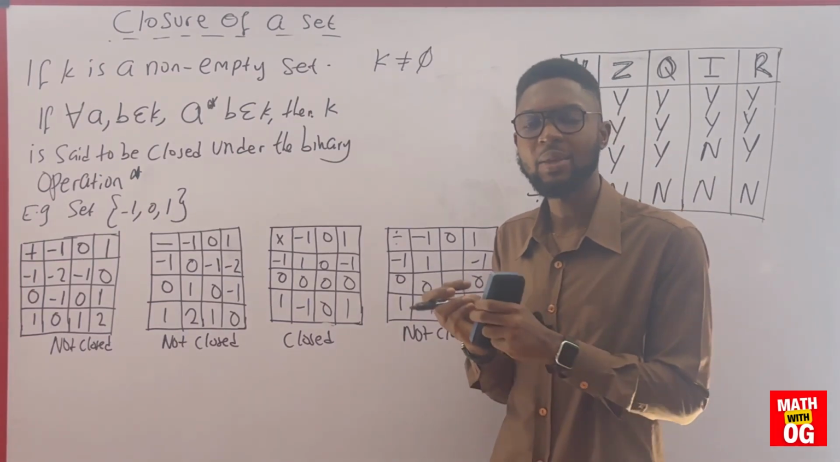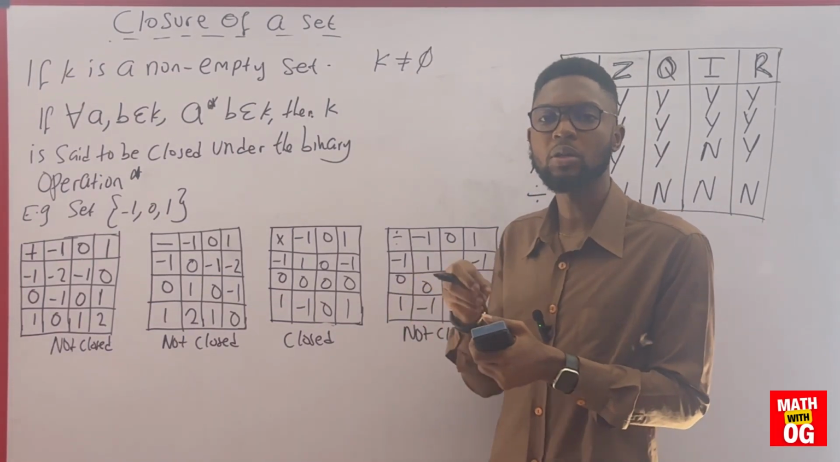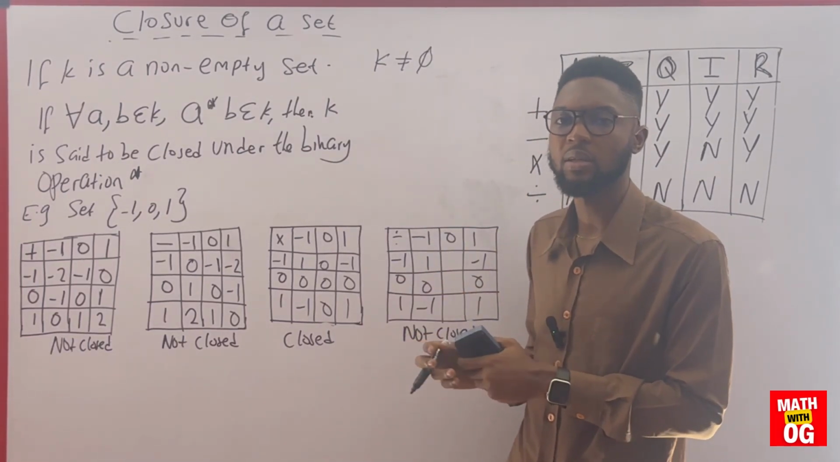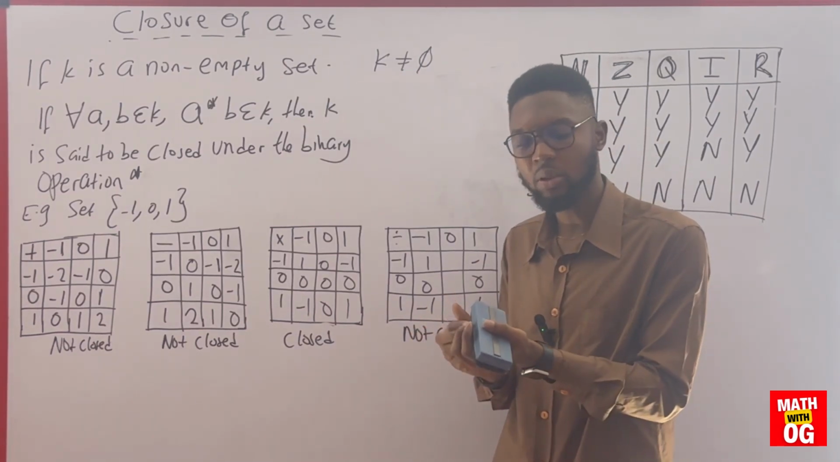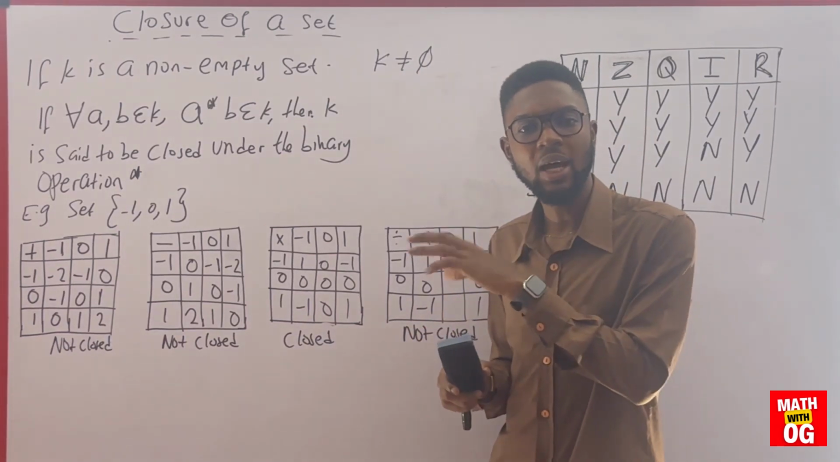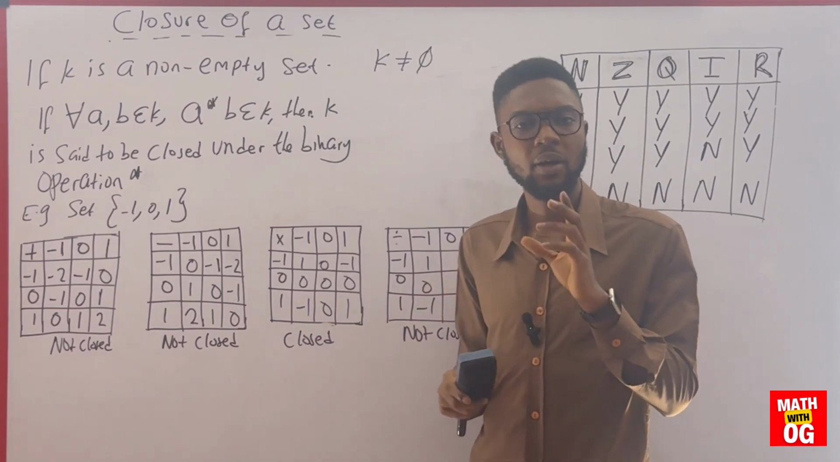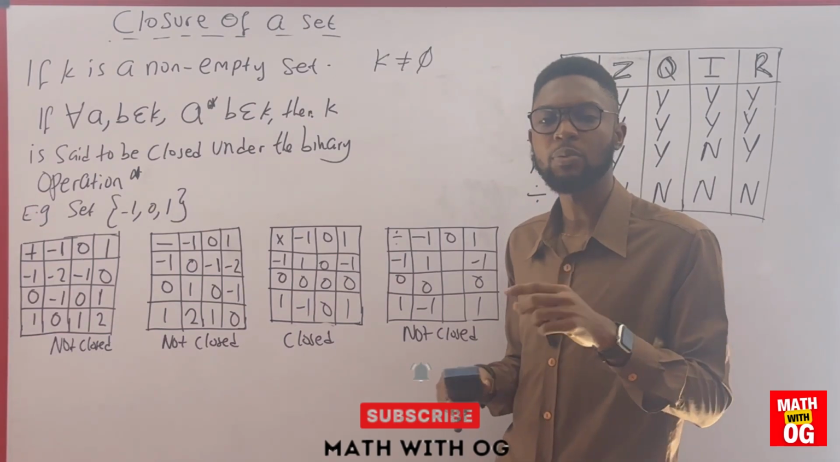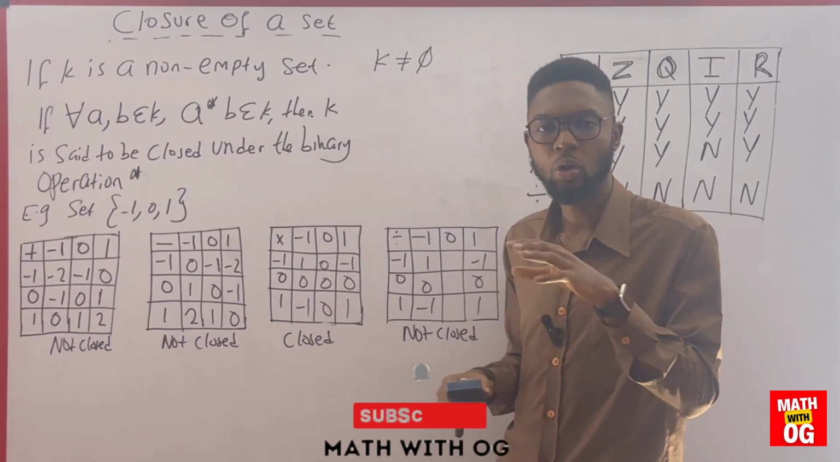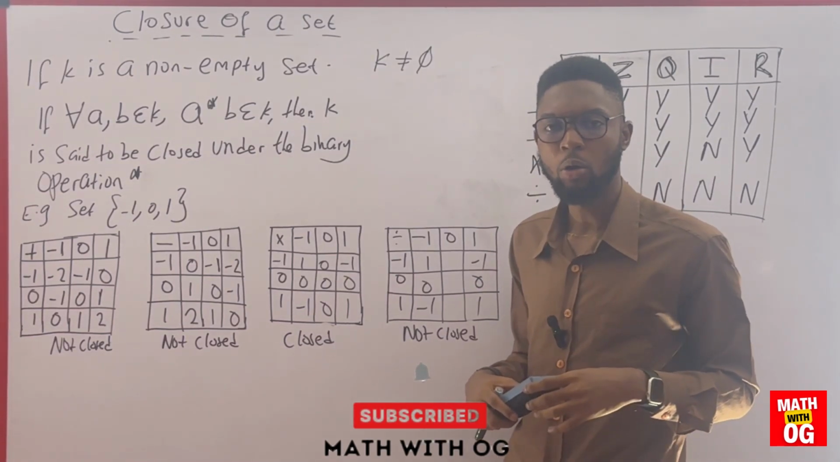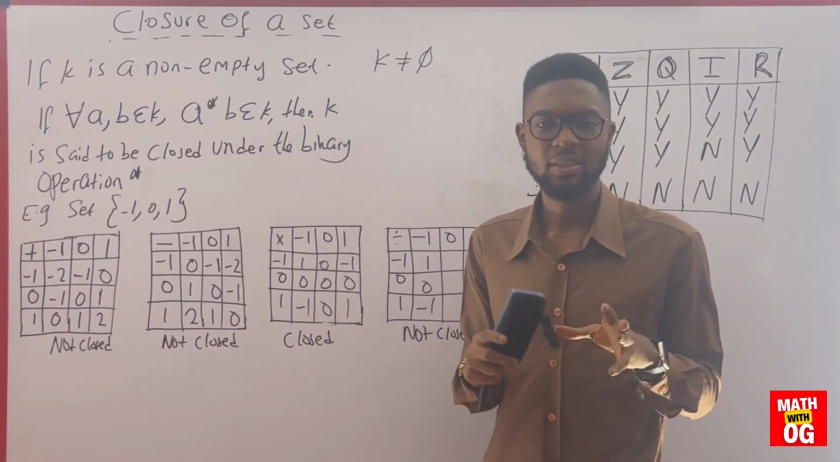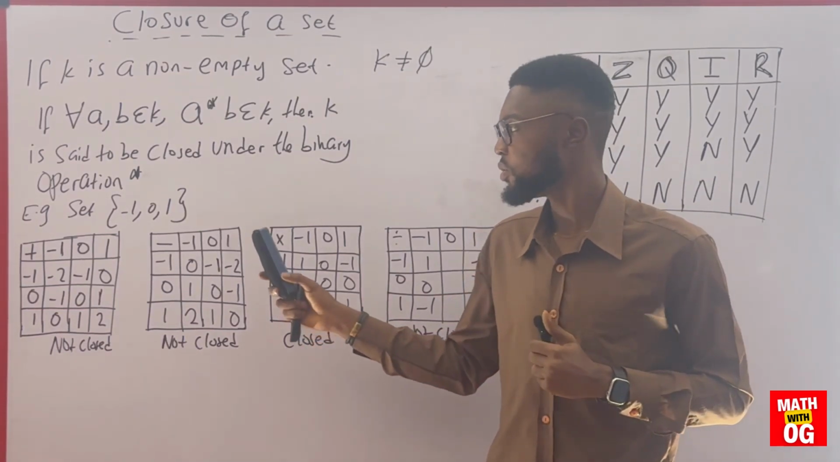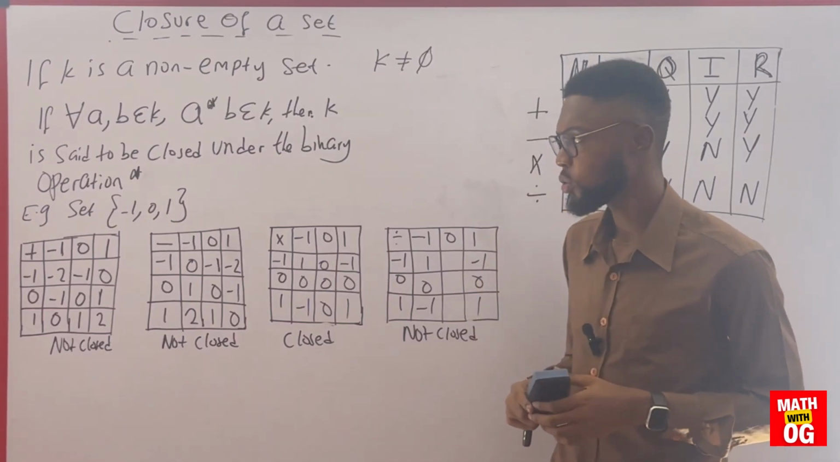If I operate any member of that particular set, it will always give me a member of that particular set. So we can say that that particular set is closed on that particular operation. But if, however, I have one answer that is not a member of the set, it means that that set is not closed under that particular operation. So what I said now might be sounding confusing, so let's use this to explain what we mean.